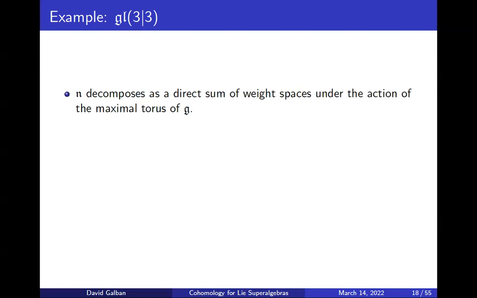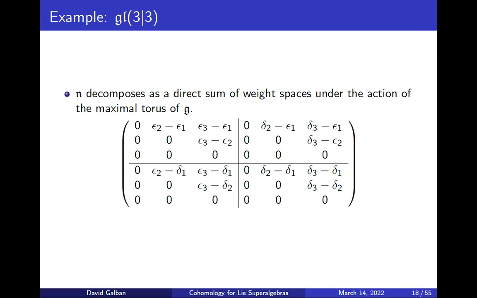Now, N is going to end up decomposing as a direct sum of weight spaces under the action of the maximal torus of G, by which I mean the maximal torus of the even portion. And so if we let epsilon_i and delta_j just be a dual basis to each of the entries in the torus, so epsilon 1 essentially corresponds to the entry E11 up here, epsilon 2 corresponds to E22, epsilon 3, delta 1, delta 2, delta 3. Well, we can split up N into a direct sum of weight spaces as shown here.